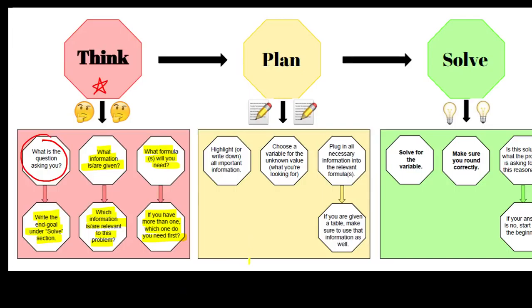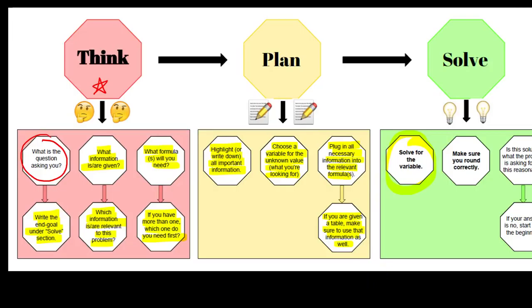The next thing you'll do is plan things out, right? So write down all the important information. If you want to, you can choose a variable for the unknown value of what you're looking for. You've already gathered your formulas. This is where you plug in the information. And if you have a table, make sure to use the information from the table, or if you have a graph, make sure to use the information from the graph, okay? So plug in what you've got, and then comes the solution process, right? So you know what I mean by that, so just solve for the variable.